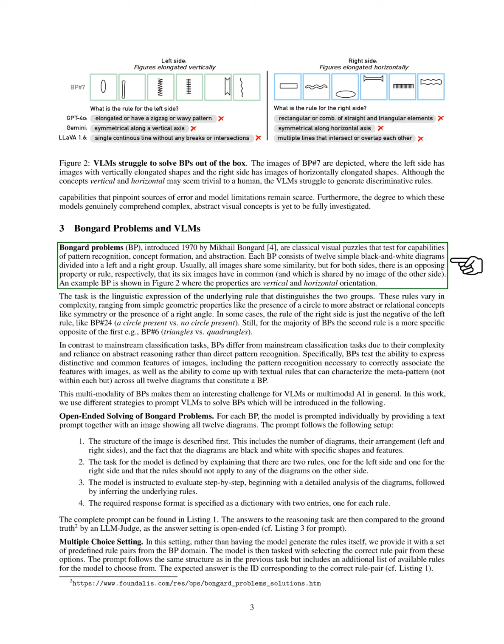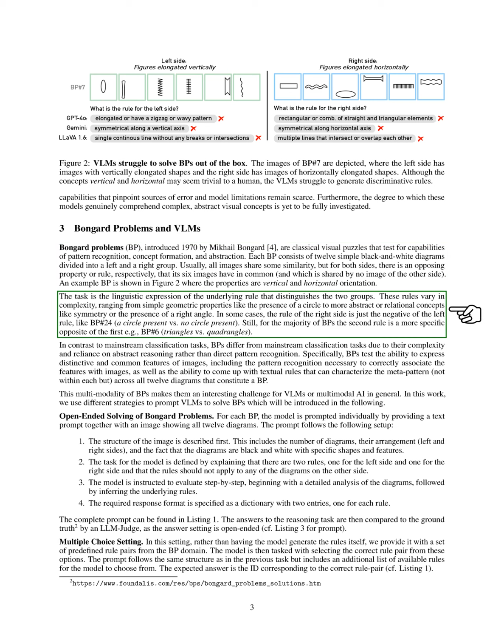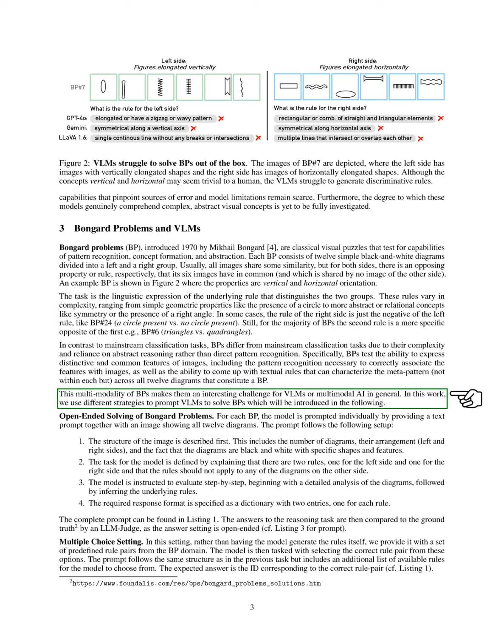Bongard problems, introduced in 1970, consist of 12 black and white diagrams divided into two groups, each sharing a common property that distinguishes them from the other group. The task is to articulate the underlying rule that differentiates the two sides, which can range from simple geometric properties to more abstract concepts. This complexity makes BPs a unique challenge for VLMs.